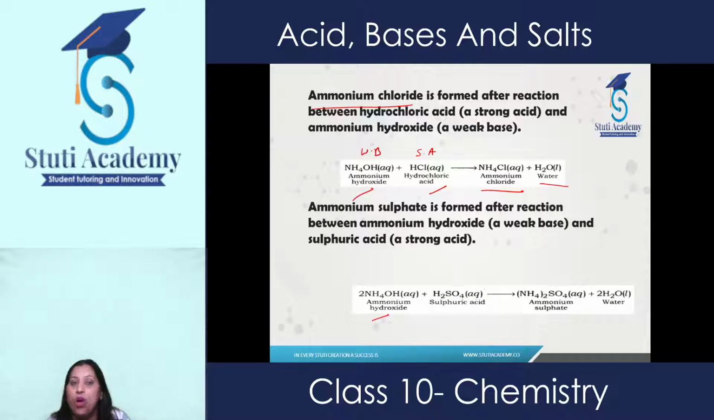Another example of acidic salt is ammonium sulfate, which is a combination of ammonium hydroxide, which is a weak base, and a strong acid, which is sulfuric acid. And it results in the formation of water and ammonium sulfate. So these are acidic salts and they are prepared like this.